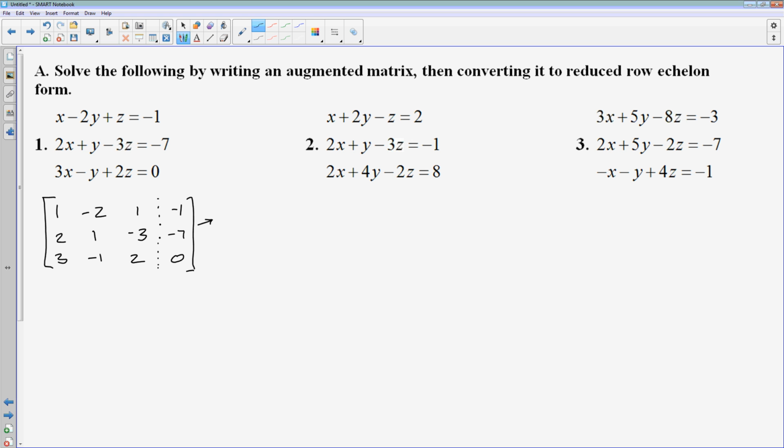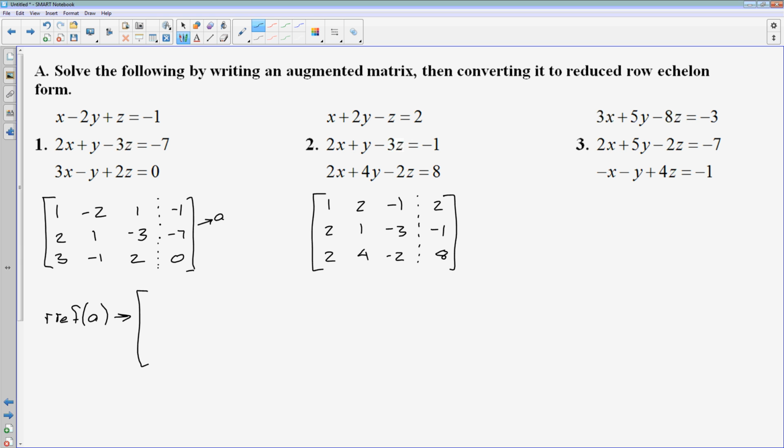I'll store that in my calculator as matrix A, and then in my calculator I will do reduced row echelon form of that matrix A, and that would give me an answer, which I haven't punched in yet. But for now, before I pull out my calculator, I'm going to go ahead and write the first matrix we're going to use on all of these. So it'd be 1x, 2y, -1z, and it equals 2. Then I have 2x, 1y, -3z equals -1. 2x, 4y, -2z equals 8. And that's going to be the augmented matrix for number 2.